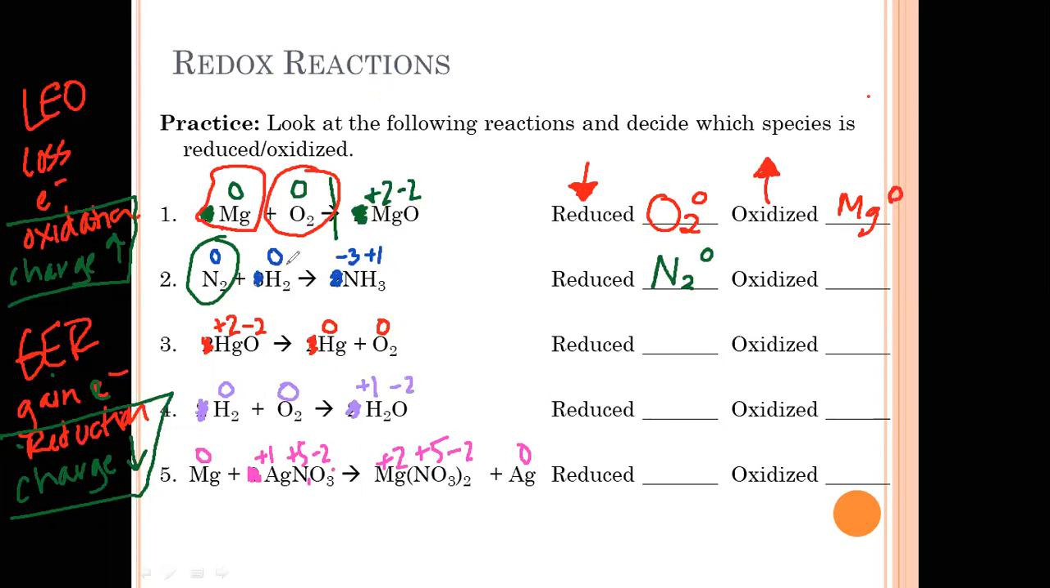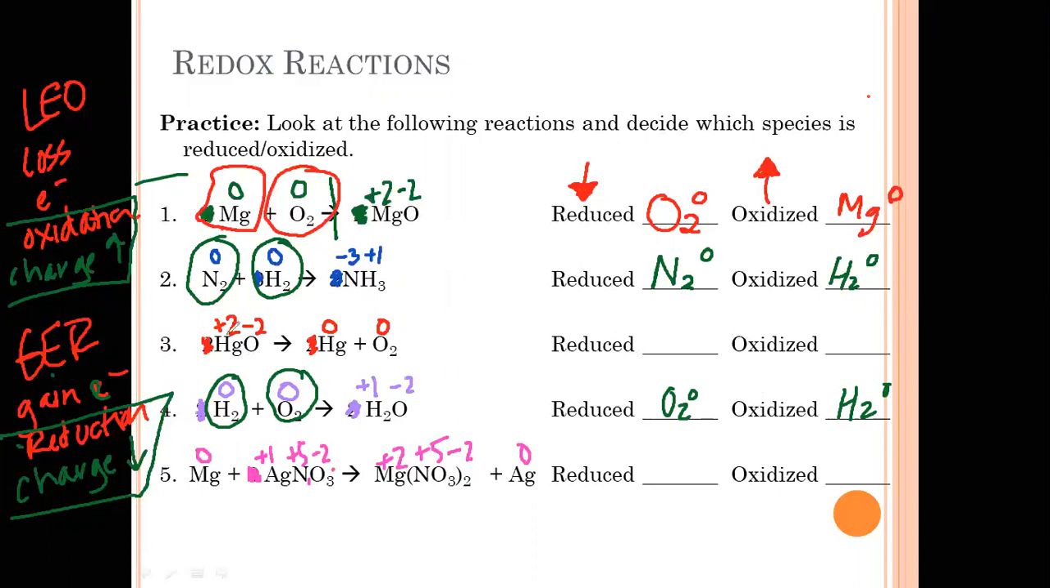And then H2 had to go up because if you lose electrons, you also have to gain electrons in a redox reaction. So it went from 0 to +1. So H2, 0. Now skip down to 4. H2, 0 went from 0 to +1, so that means it got oxidized. Oxygen went from 0 to -2, so that got reduced.